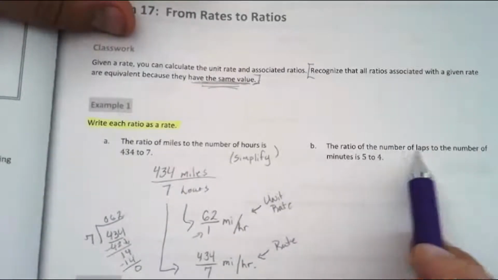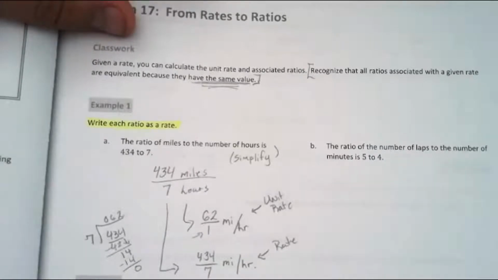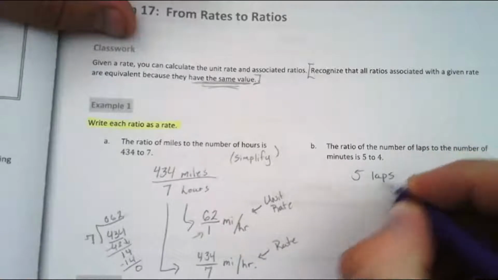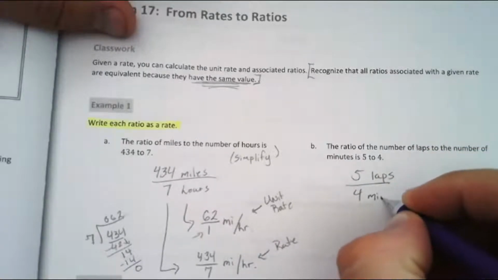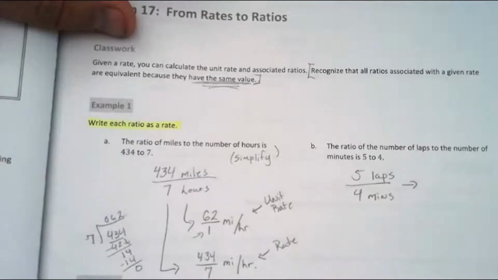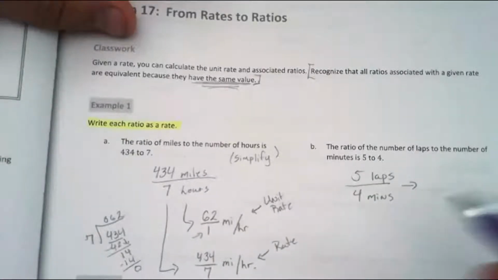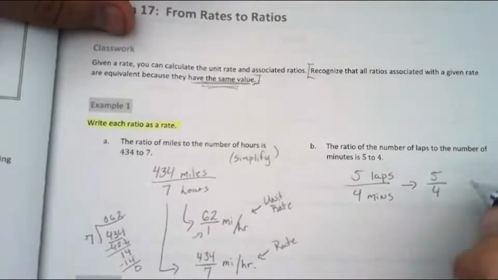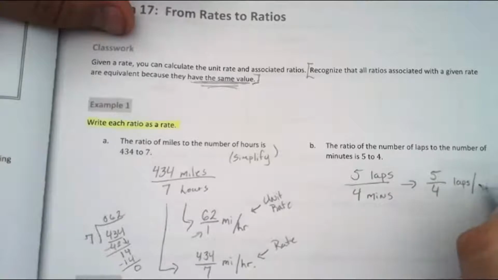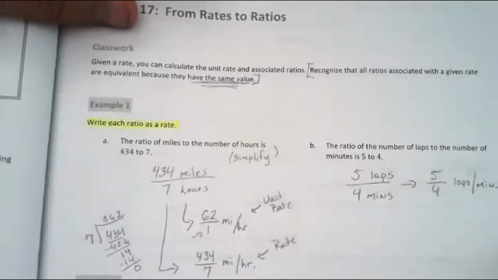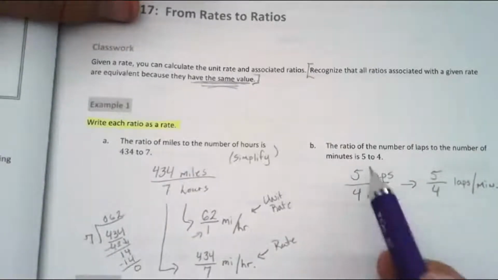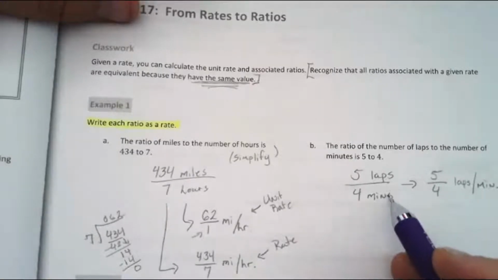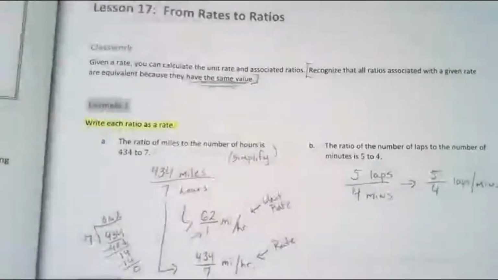All right. Look at B. The ratio of the number of laps to the number of minutes is 5:4. So we've got 5 laps to 4 minutes. Now, if I was going to rewrite this so that I have laps per minute, I would just say 5/4 laps per minute. Just take your rate and leave it 5/4, and then say laps per minute. That to me is acceptable as well.